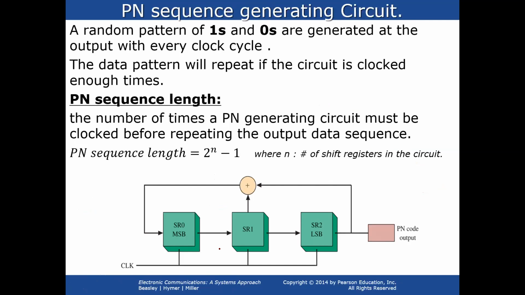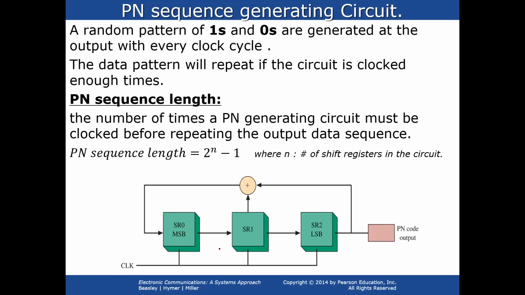So as we said here, it will require a pseudo-noise sequence generating circuit. It will generate a pattern of ones or zeros every clock cycle. And this pattern is not going to be repeated until a long time. And for designing it, it requires shift registers, feedback paths, and an XOR gate.